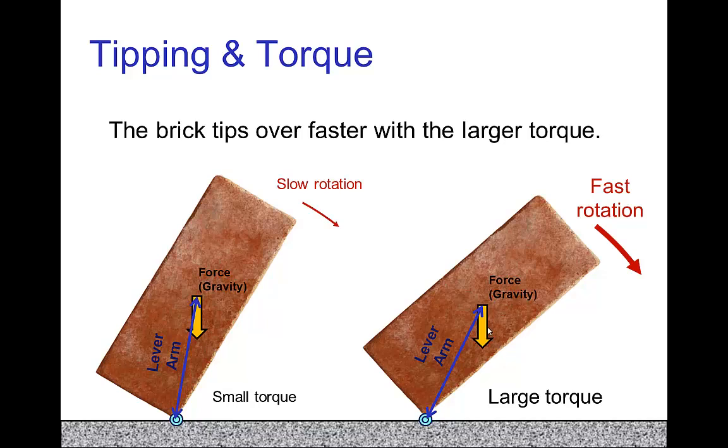On the other hand, if the brick is tipped over at a greater angle, then we have a larger resulting torque. Even though the length of the lever arm hasn't changed, and the force of gravity, which is the weight of the brick, hasn't changed, this angle has increased, and that results in more area of that trapezoid and more torque, and so faster rotation.